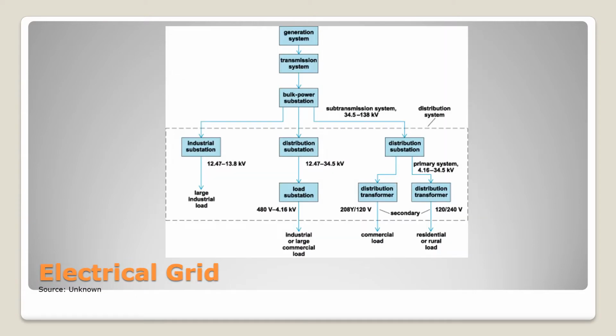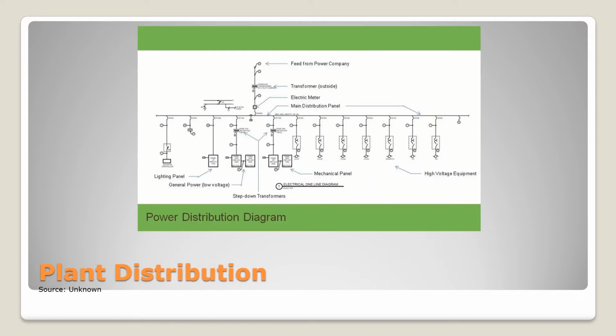When we think about that grid, we go from the generation system to the transmission system to the bulk power substation, and then we break that out into all these different sub-transmission and distribution voltages. These take us from an industrial load to a commercial load down to your 120 volt residential load. So the grid is really nothing more than this combination of generation, transmission, and distribution, all integrated into a system that makes up what we call the electrical grid.